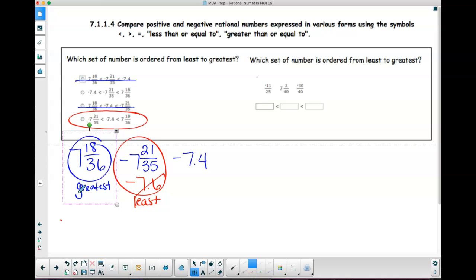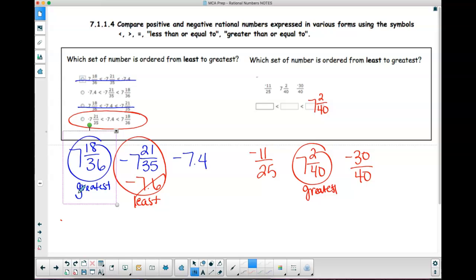Okay, the last one here. This time we want to go from least to greatest again. Can you pick out which number is the greatest? Our numbers are negative 11/25ths, 7 and 2/40ths, and then negative 30 over 40. Which one's the greatest? Go ahead. Right, this is the greatest. So I'm going to put 7 and 2/40ths at the end. Okay, then use your calculator and let's write the others as decimals. What's negative 11/25ths as a decimal?